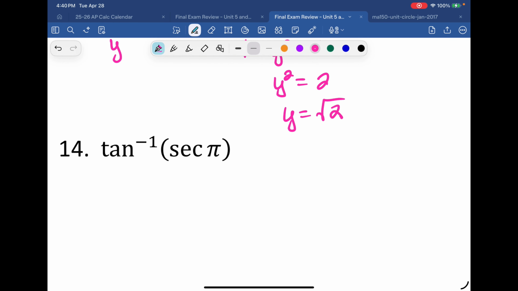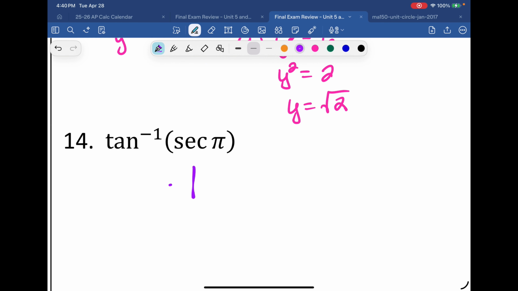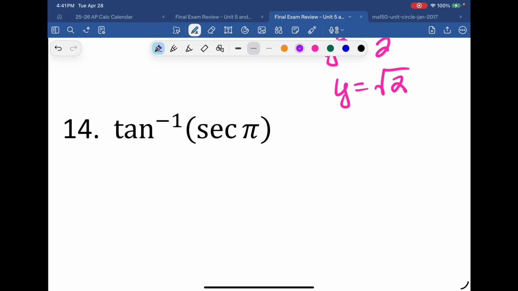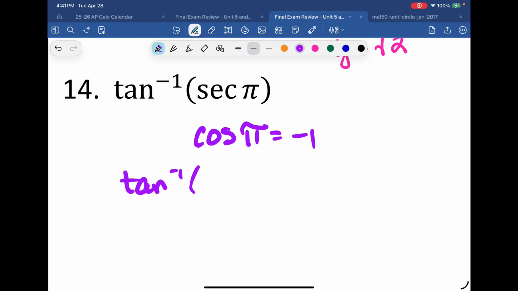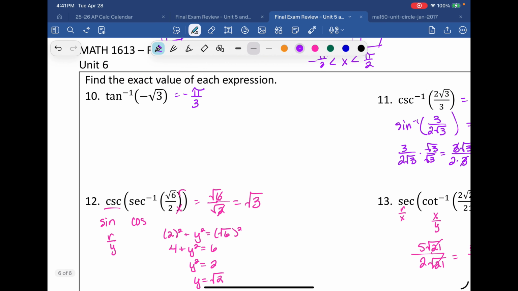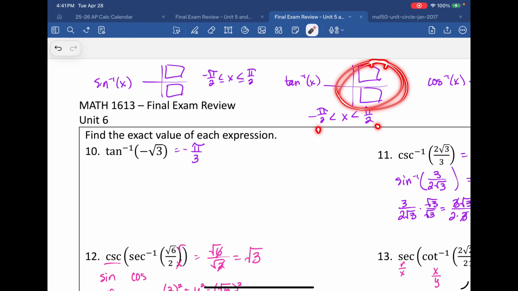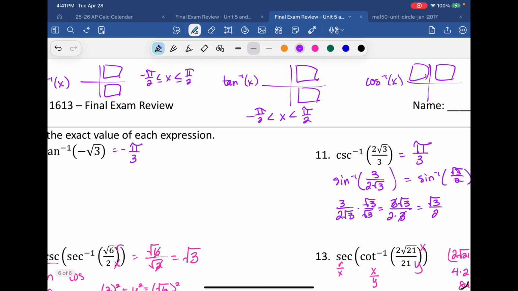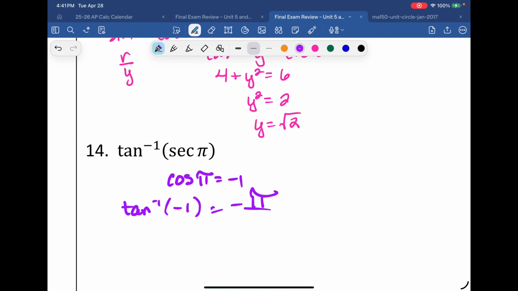Okay, secant of pi. What is pi? Secant is a reciprocal of cosine. Okay, I had to think about that. So secant pi, and you heard me kind of talk it out, is take the reciprocal of secant, which is cosine. Cosine pi is -1, which means secant pi is -1. And the inverse tangent of -1. So remember that inverse tangent is only between -pi/2 and +pi/2. And -1, tangent is negative in quadrant 4. So that's all negative reference angles. So that means this is -pi/4.